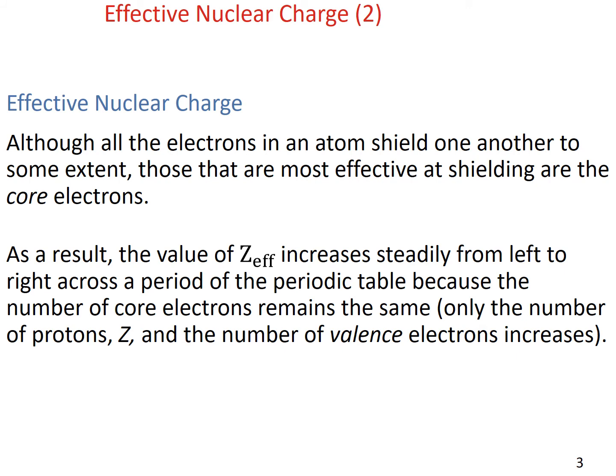Because of this, the Z effective increases steadily from the left to the right on the periodic table. That's because the number of core electrons remains the same. You still have that same noble gas core that we've referred to in the past, but the number of protons, Z, are increasing as you're going from left to right, and therefore also one extra valence electron is being added as well. So you're getting a slight increase in the positive charge associated with the nucleus, and you can think of it as the negative charge associated with those valence electrons. So Z effective is increasing in doing so, and this will affect a lot of periodic trends, like we'll talk about in the near future.